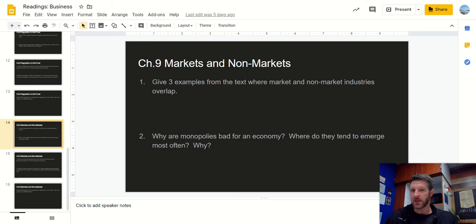And so the second question is, why are monopolies bad for an economy? Where do they tend to emerge most often, and why? I think this is a good question because monopolies are bad because they represent a lack of competition. Where there's not competition, you don't have all the benefits of competition.